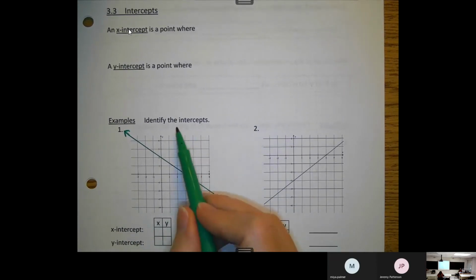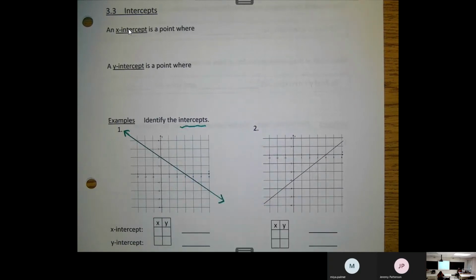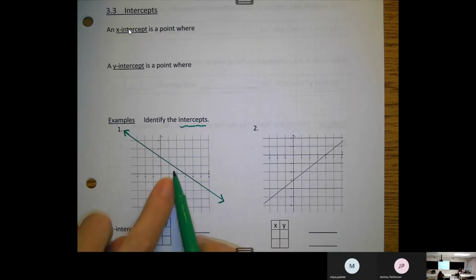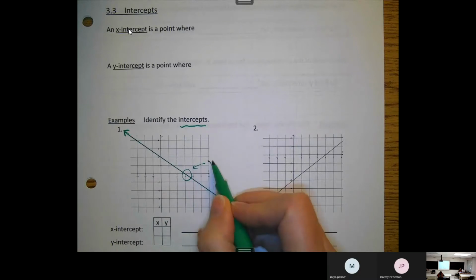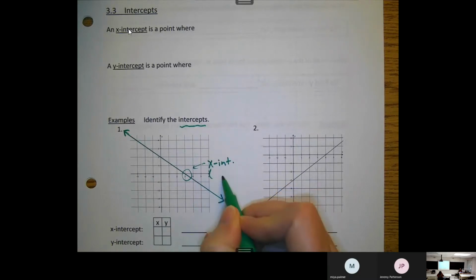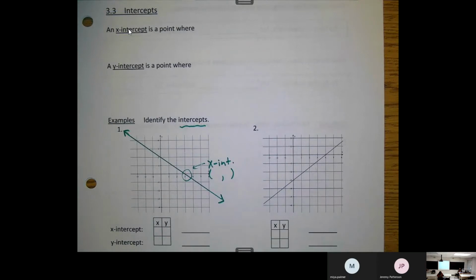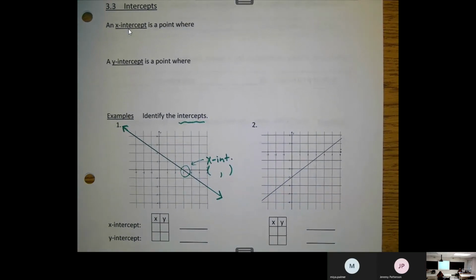Anybody know what we mean by the intercepts of that line? There's an x-intercept, there's a y-intercept. There are points. Do you know what points they are? They're the points where the line intercepts, intersects, crosses. Yeah, the x and the y-axis. So if we check out our line here, find where it crosses the x-axis, that's going to be our x-intercept. So we're talking about a point or an ordered pair where the line crosses the axis.